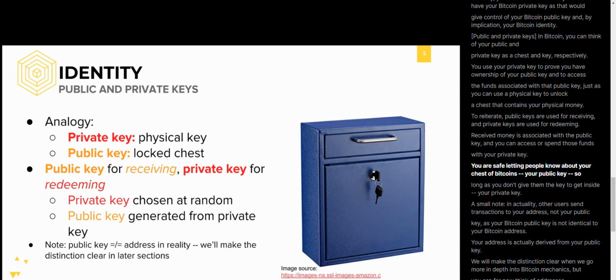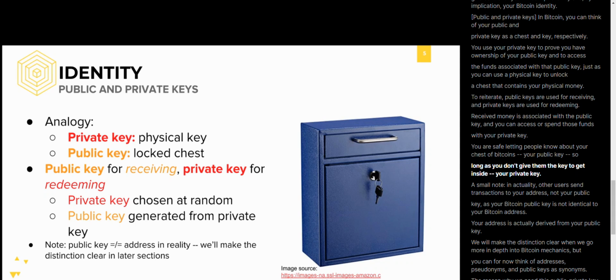You are safe letting people know about your chest of Bitcoins, your public key, so long as you don't give them that key to get inside, your private key.